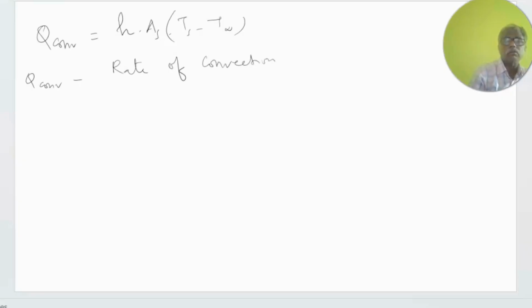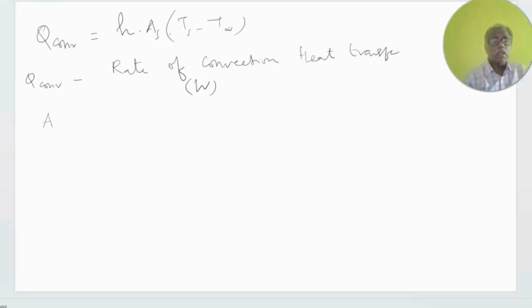Let's check the units. I repeat the formula once again: Q convection is equal to h into AS into Ts minus T infinity. We know Q convection is the rate of convection heat transfer, or the convection heat transfer rate in simple words. Its unit is watts, because it is a rate, joule per second. We are not speaking about an amount; here we are speaking about the rate of heat transfer.